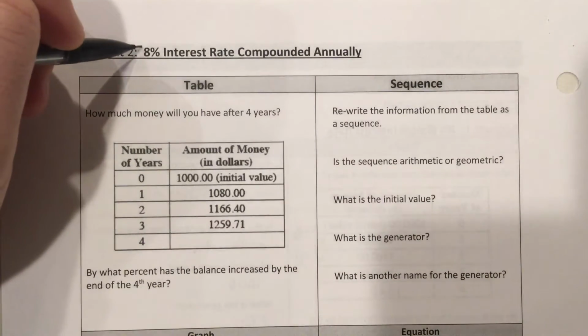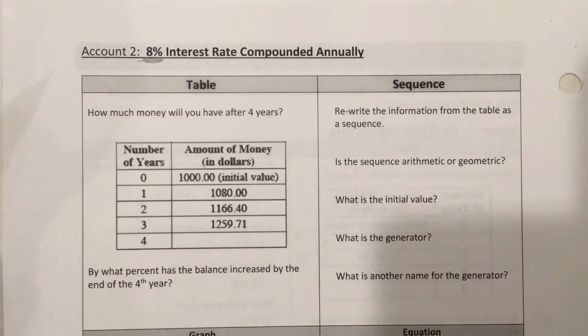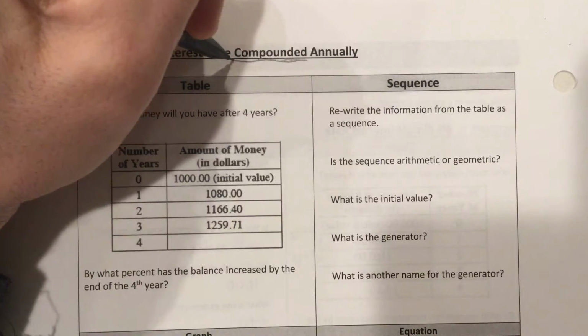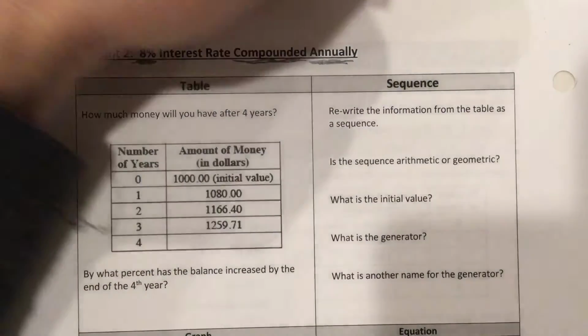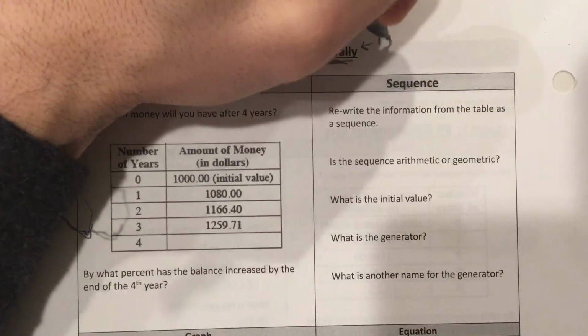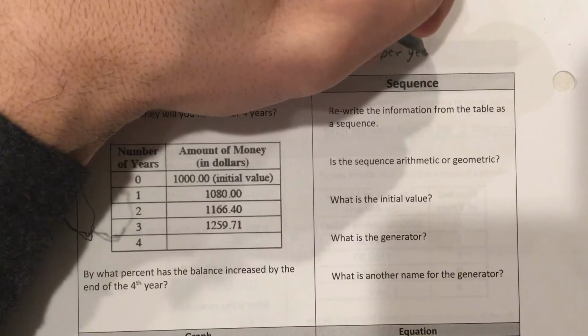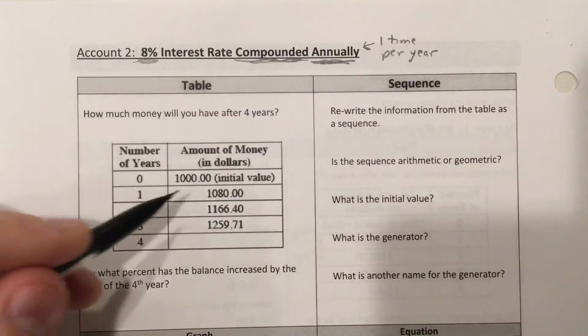And again, if you look up here, it says 8%. So we're still doing 8% as the simple from the previous page. But now it's called compound, and it's compounded annually. And annually means one time per year. So you're going to get that interest one time per year, but now it's going to be compound, and we're going to look at what compound means.